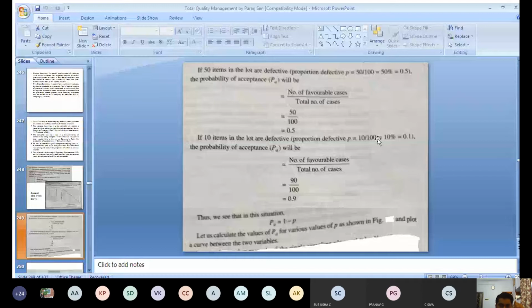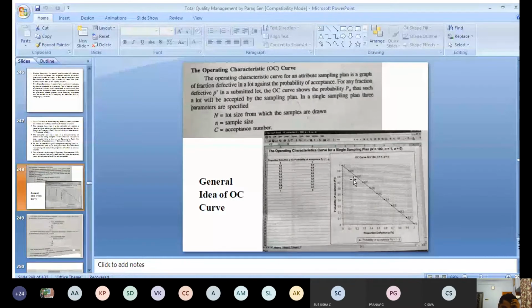So it will be 10%, which is 0.1, and the probability of acceptance will be number of favorable cases divided by total number of cases. So it will be 100 minus 10, which is 90, because you have 10 defective items. If you have 10 defective items, there will be 90 non-defective items. So it will be divided by 100 and you will get 0.9. So we see that in this situation, PA is equal to 1 minus P. That means probability of acceptance is equal to 1 minus proportion defective. If you plot these data, you will get this sort of curve.